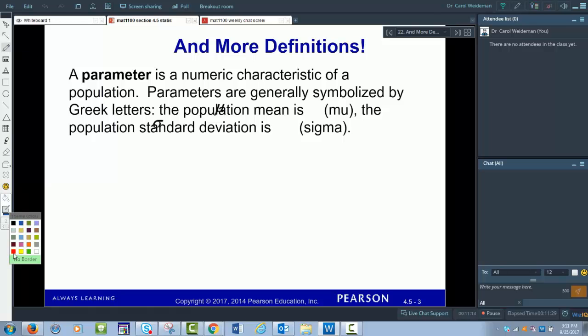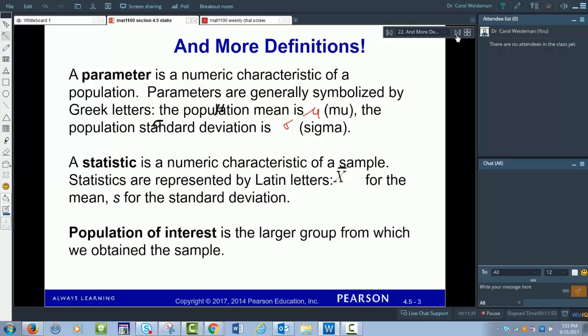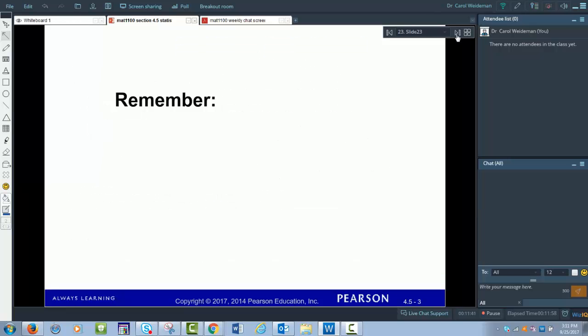Parameters are generally symbolized by Greek letters, and I apologize that my Greek letter here has shifted over. This is supposed to be a mu, Greek letter mu for mean, which looks like this. If I can draw it with my mouse, mu. And for standard deviation, we use the Greek letter sigma. And when we do statistics, we use English letters. X bar we use for the mean, and we use the lowercase s for standard deviation.